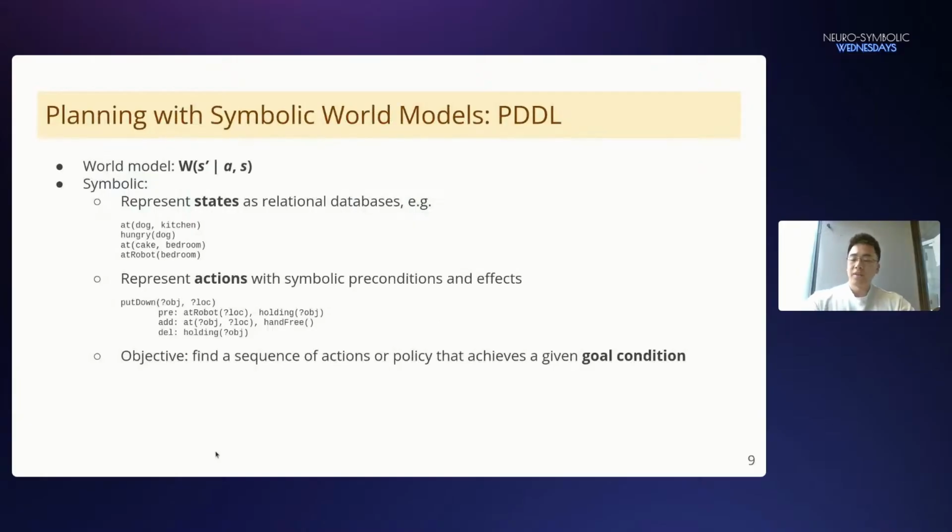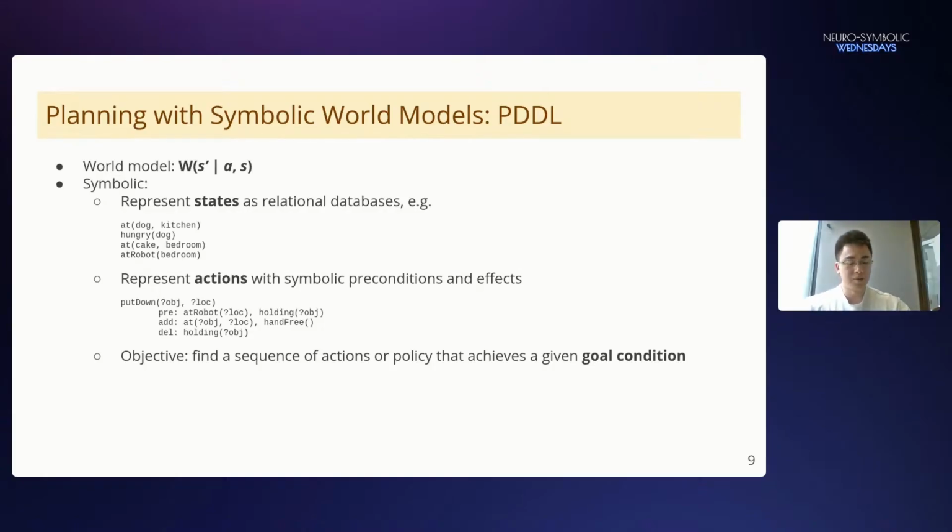But first, I'll set the stage of what I mean by planning with symbolic world models. There are two components here: the world model, and symbolic as the adjective. In the current literature, a world model simply means a function which takes as input an action and state and predicts what the next state is when you apply the action in your state. And for symbolic, we mean we're going to use formal languages for representing this world model.